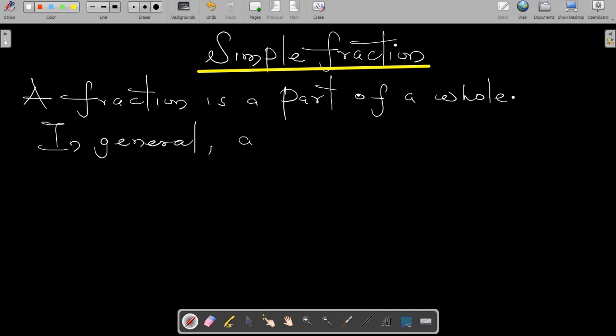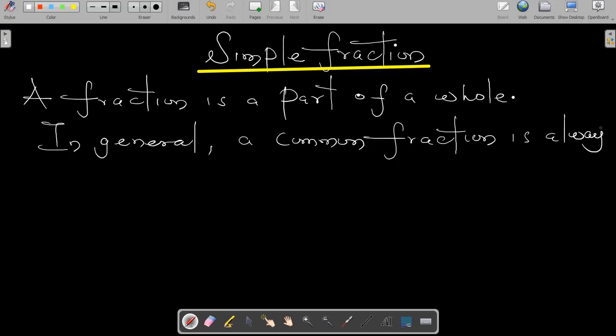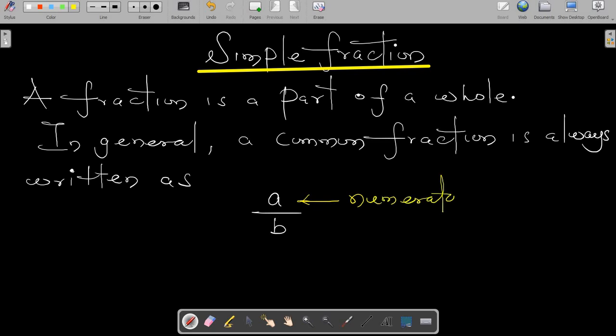Now let me show you the pattern in which we write a fraction. I will say a common fraction is always written like this: A all over B. Actually, this A, the one on top, is called the numerator. While the one underneath here, we call the denominator.